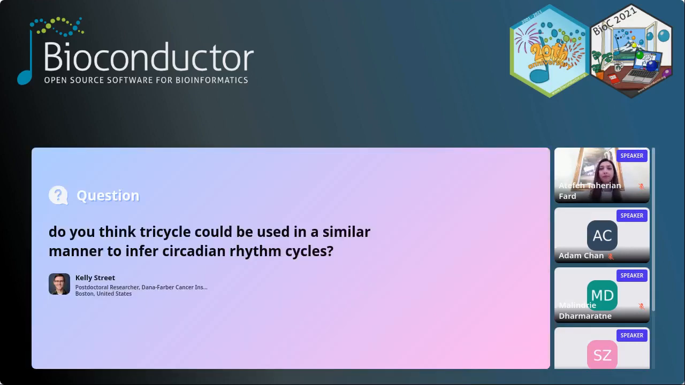We have a question here from Kelly. Let me put that on the stage here. Do you think tricycle could be used in a similar manner to infer circadian rhythm cycles? Shijie, go ahead.